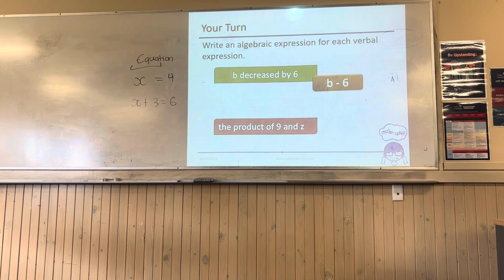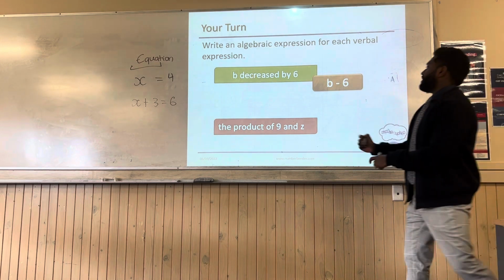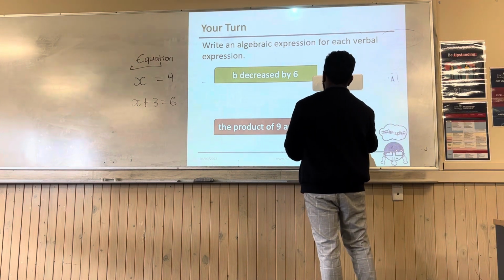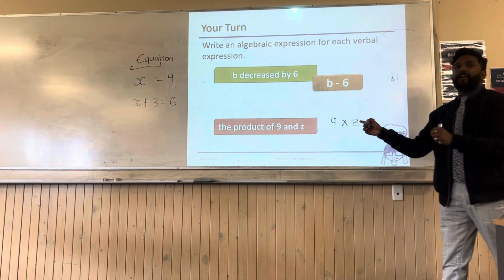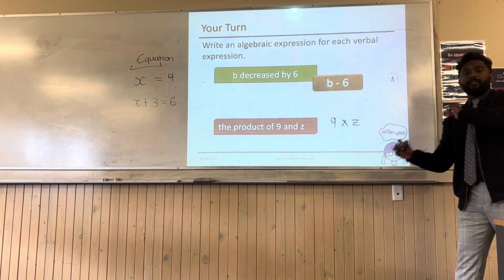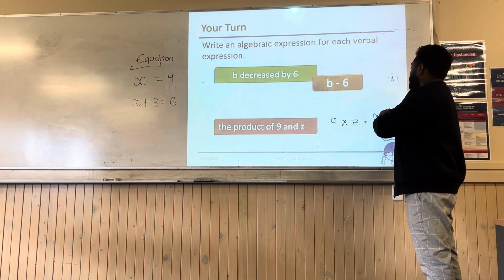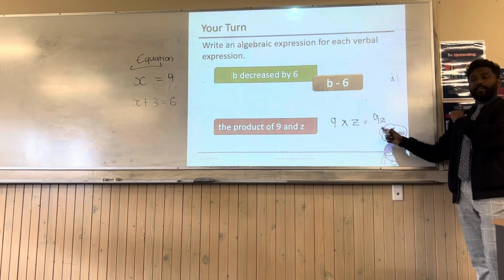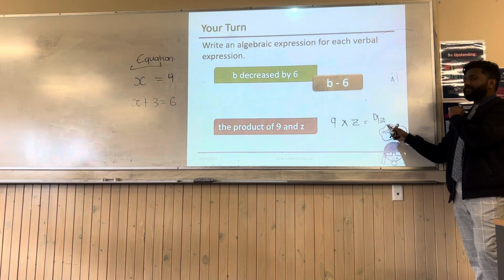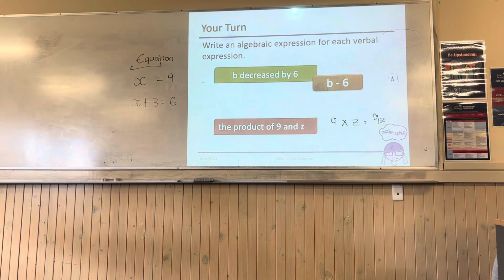Well done there, Jasmine. Product of 9 and z means? Yep, z times 9. How do you write that? Do you write the number first or do you write the letter? So 9 and z, 9 times z. How do you simplify this? Yes? You write 9 in front of the z. Yep, 9z. That's how you leave it. You have to simplify it, and when you simplify, you leave it like that.